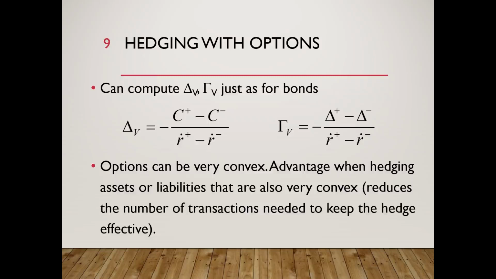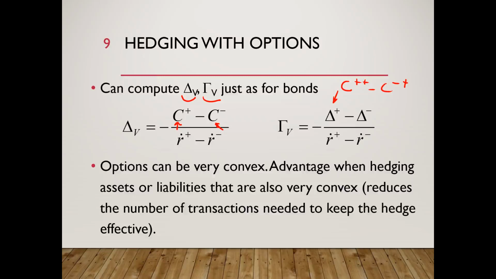Hedging with options. These are the formulas on how to compute delta Vasicek and gamma Vasicek. The logic is exactly the same as the one we used for bonds, but instead we're going to replace the bond price here with the price of the option. For the case of calls, this would be the call price in the up and down scenario. And then the delta plus and delta minus have to be also computed, like with C++ minus C minus plus, and so on. Options can be very complex.